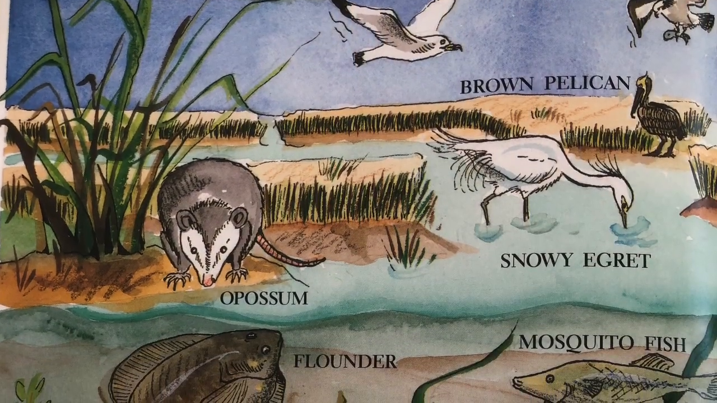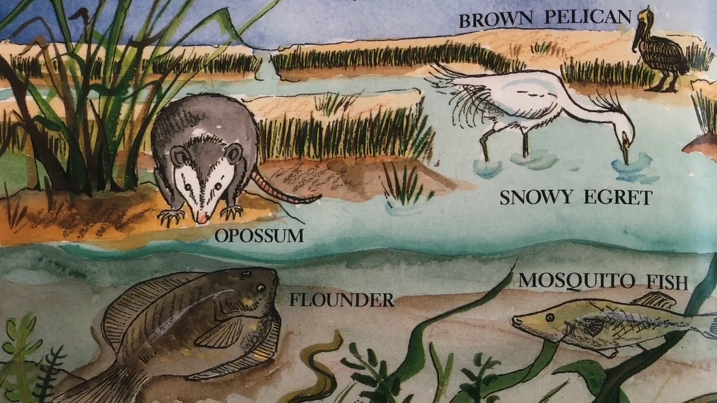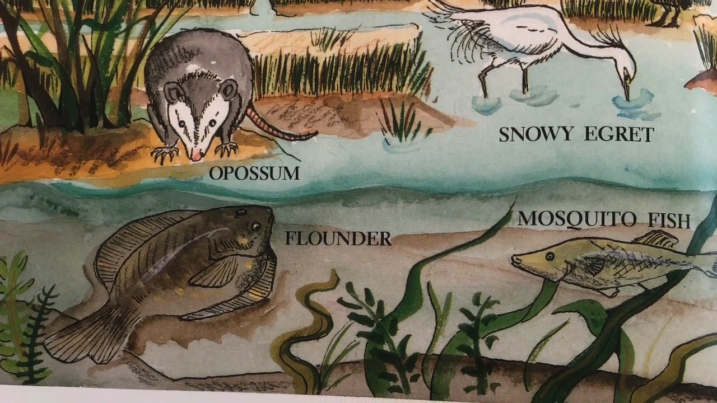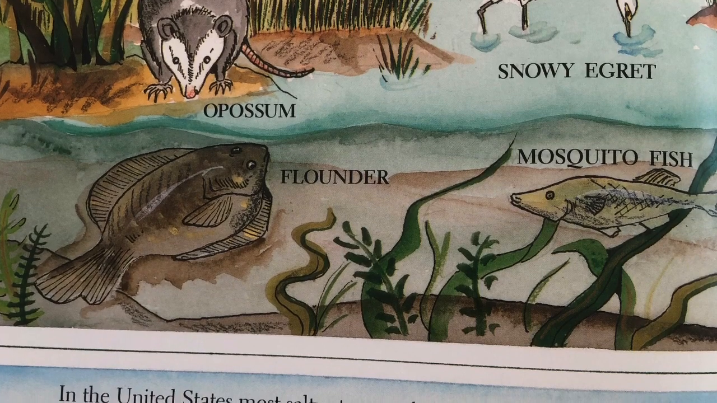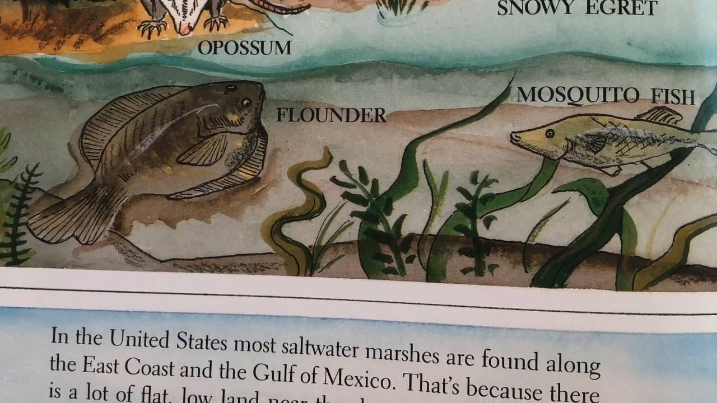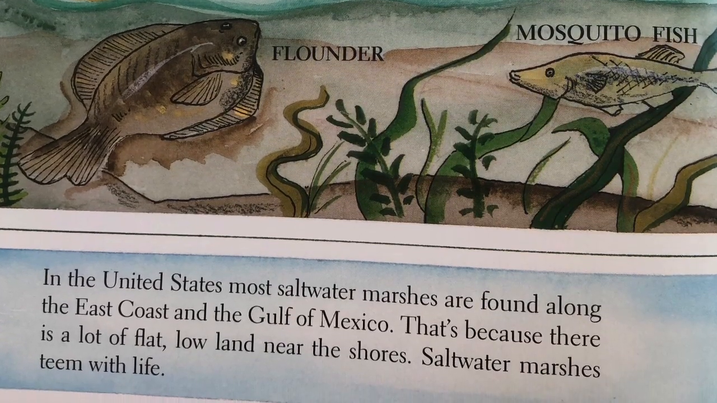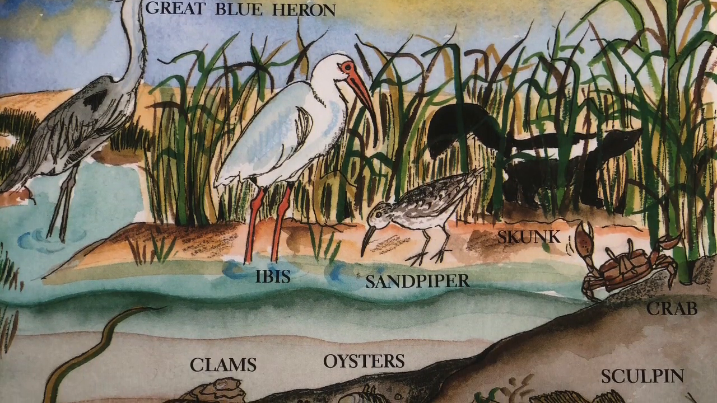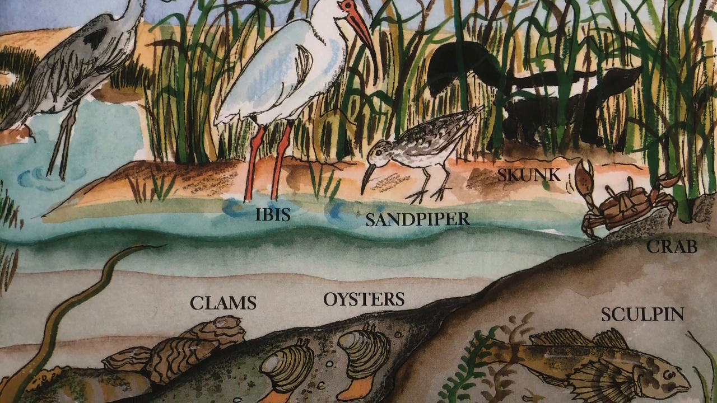In the United States, most saltwater marshes are found along the East Coast and the Gulf of Mexico. That's because there's a lot of flat, low land near the shores. Saltwater marshes teem with life. Plants, fish, and animals that live there have adapted to the daily rising and falling of the water.